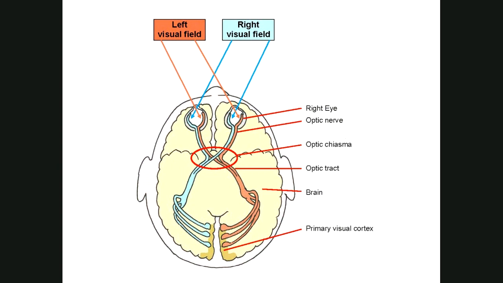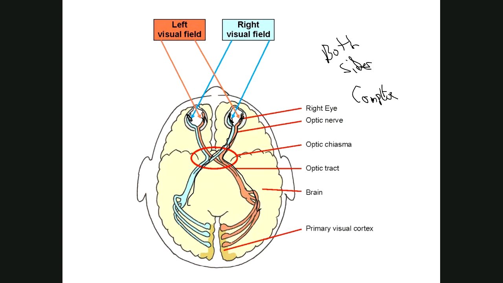One last thing, and we'll be done. Look at these fibers. Some fibers cross. Look, they go to the other side. But some fibers stay on this side. Which means that both sides of your brain get a complete picture. Because it's half here and half here, half here and half here. Both sides of your brain get a complete picture.